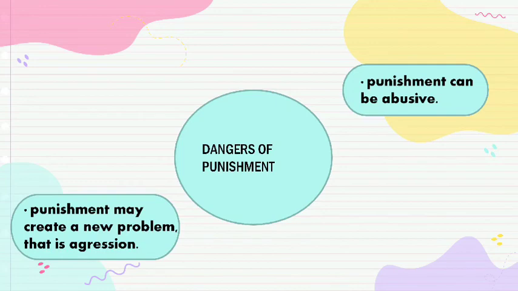Dangers of punishment. Punishment can be abusive. For instance, a teacher might become so aroused when he is punishing a student that he becomes abusive. Punishment may also create a new problem, which is aggression.